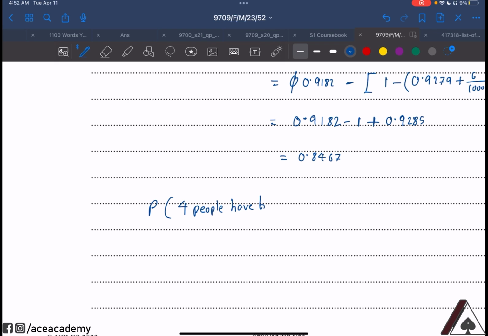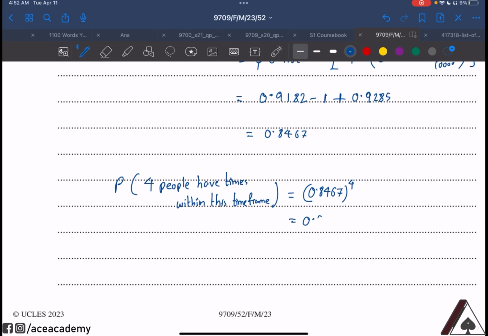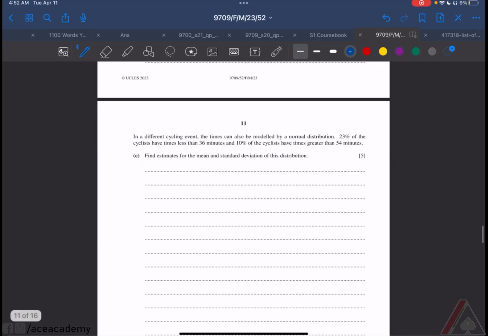Now this is the probability for one person, but the probability of 4 people having times within this time frame is 0.8467 to the power of 4, which is 0.514, and this is the answer for part B.